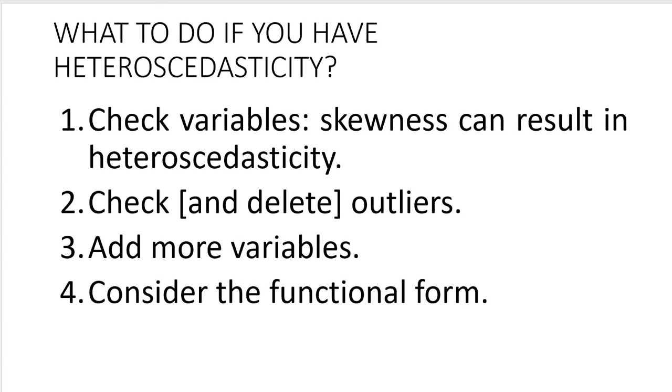If you figure out that you deal with heteroscedasticity, you can check variables, because skewness in your data can result in heteroscedasticity, so that's why it's important to have data distributed normally. You should check and delete the outliers. You can add more variables, or you can reconsider the choice of the functional form of your model. So if you follow this procedure, then most likely you will end up with some decent regression model.